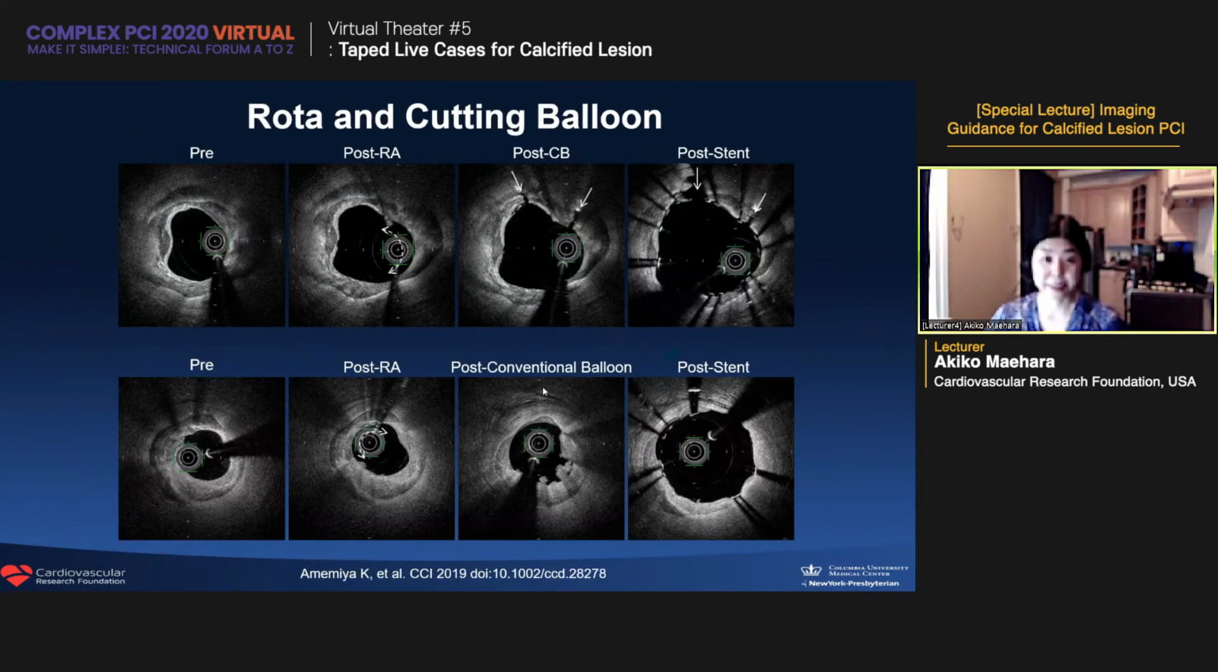Additionally, this is a case example. The case was done with rotor and cutting balloon versus rotor and conventional balloon. And we see that if we do the cutting balloon after the rotor, we see more calcium fracture and good fracture. And you can see the good stent expansion compared to the conventional balloon.